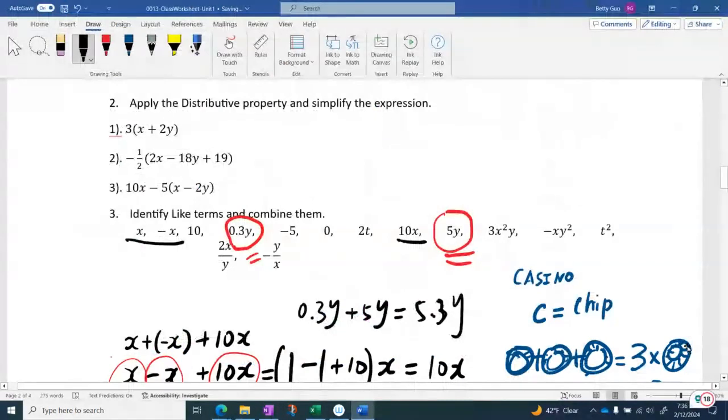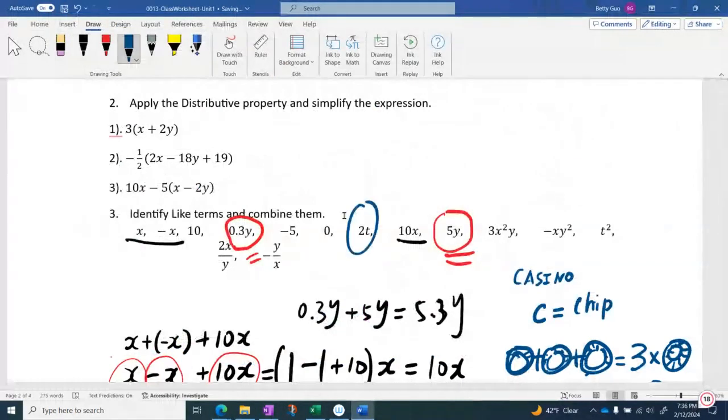T. Blue. 2T here. Do we have any other terms that could combine with T? What do you think about this guy? T square. Do you think they are like terms? Are we able to combine them?